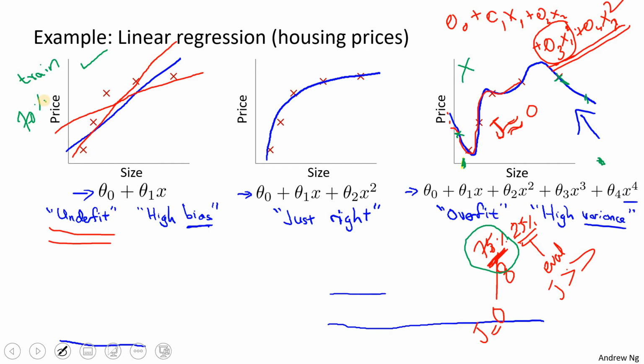Another name for underfitting is high bias. High bias means that basically on your training data, your model is not able to capture the trends in the data correctly.